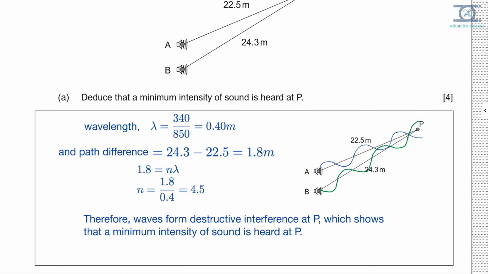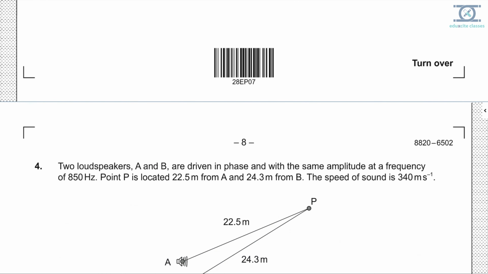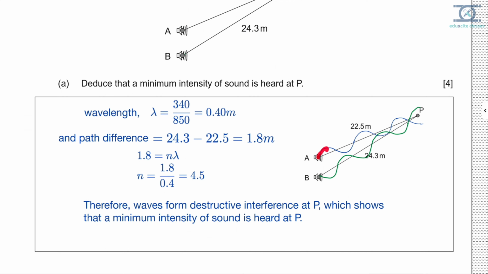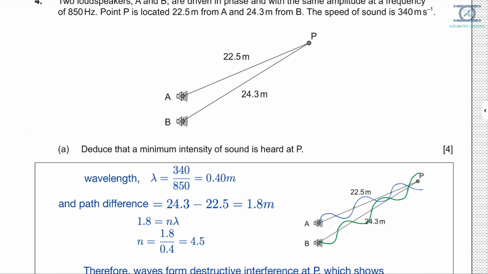So if they are in phase, we can say here that the wavelength is speed upon frequency. By the wave equation we know that speed is equal to f lambda, so lambda will be equal to v by f. So v is 340, f is 850, so we get lambda, that is the wavelength of the sound, which is 0.4 meter. Now the path difference, if you can see here, is 24.3 minus 22.5, which is 1.8 meters. So this is the path difference.